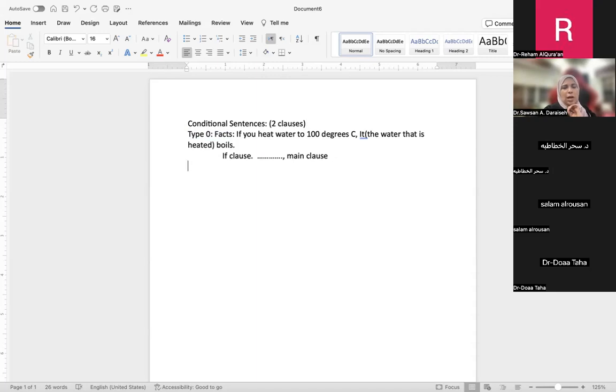Now we have another kind of clause, which is called type one. Type one conditionals, okay? Of course it's a conditional sentence, it has two clauses, but we call it type one because it expresses, you know what we call it? What does it express? Possibility. Yes, exactly. Can you give me an example of a sentence that expresses possibility?